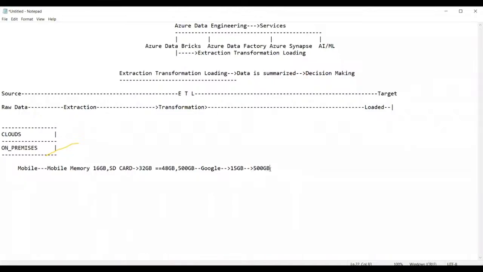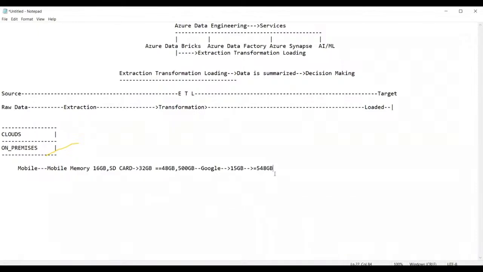Now, guys, totally, I bought it. Everything is done now. What is the total amount of memory I have? 548 GB. That means 48 GB in my mobile phone and 500 GB on my Google Drive.